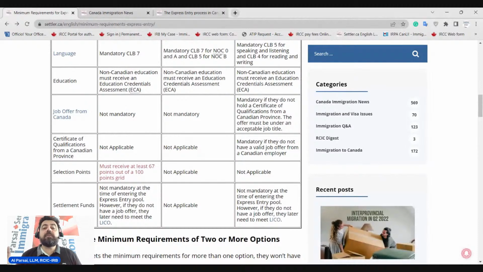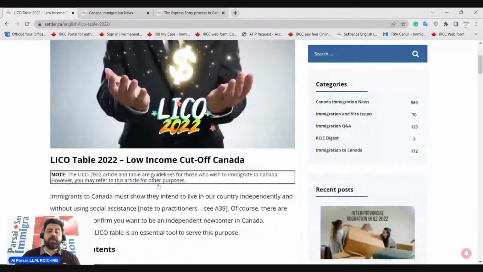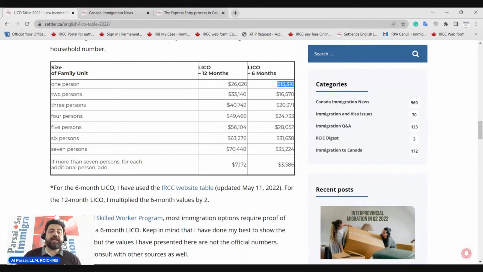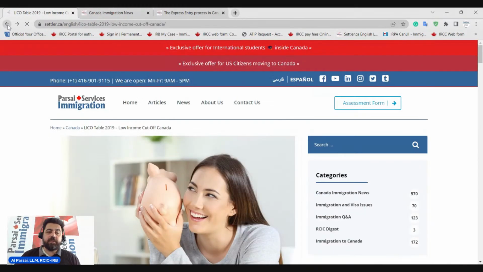By the way, sometimes you may qualify for more than one option. That's absolutely fine. The minimum is to qualify for at least one. And in terms of settlement funds, if you have a valid job offer in Canada, meaning an LMIA-supported job offer, then you do not need to show settlement funds. But if you do not have a job offer, then you need to show that you meet the minimum requirements under LICO. If you look at LICO 2022, for example, the minimum funds for one person is $13,310. If you are two people, for example two spouses, it's $16,570. If your family is three people, then you need to show $20,371. By the way, these are Canadian dollars.